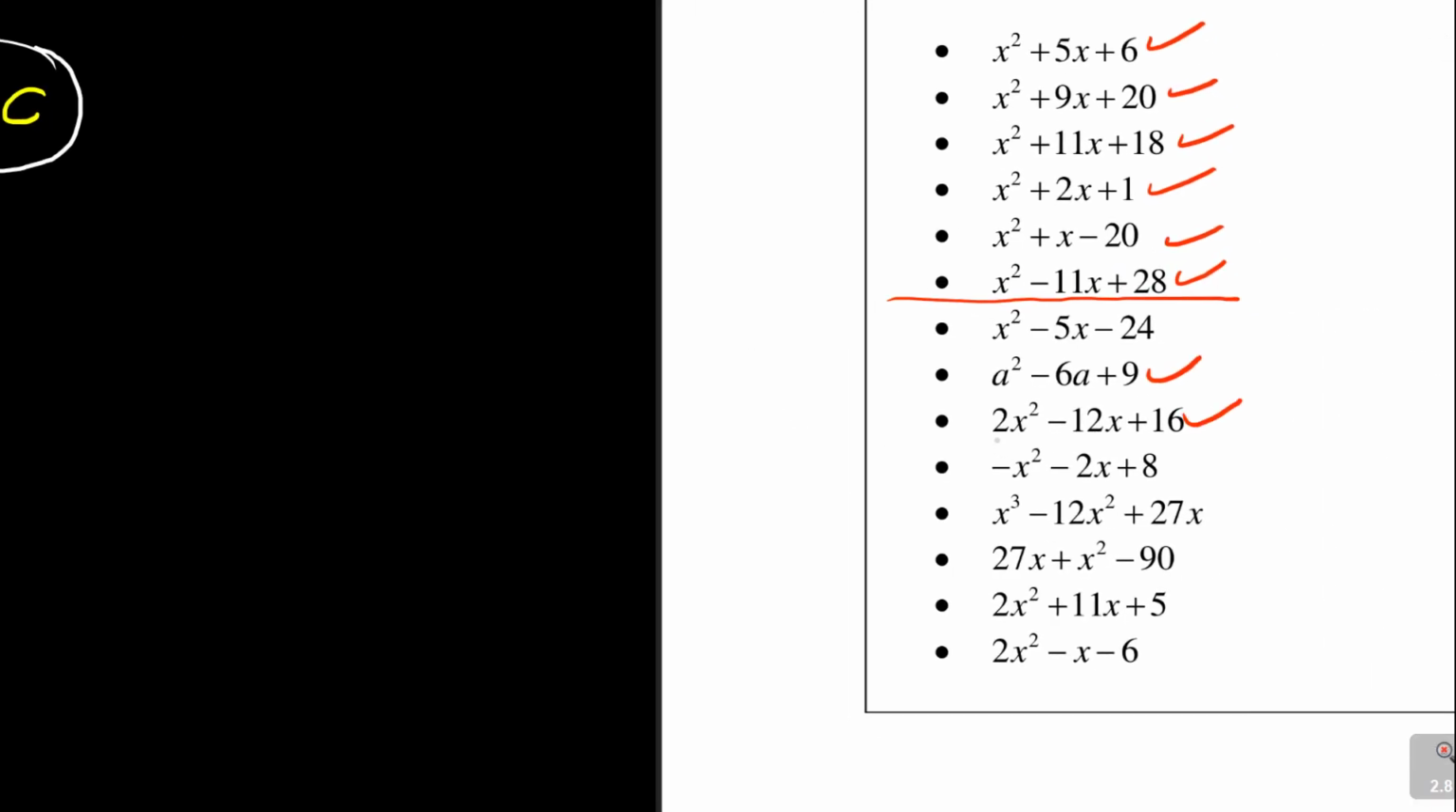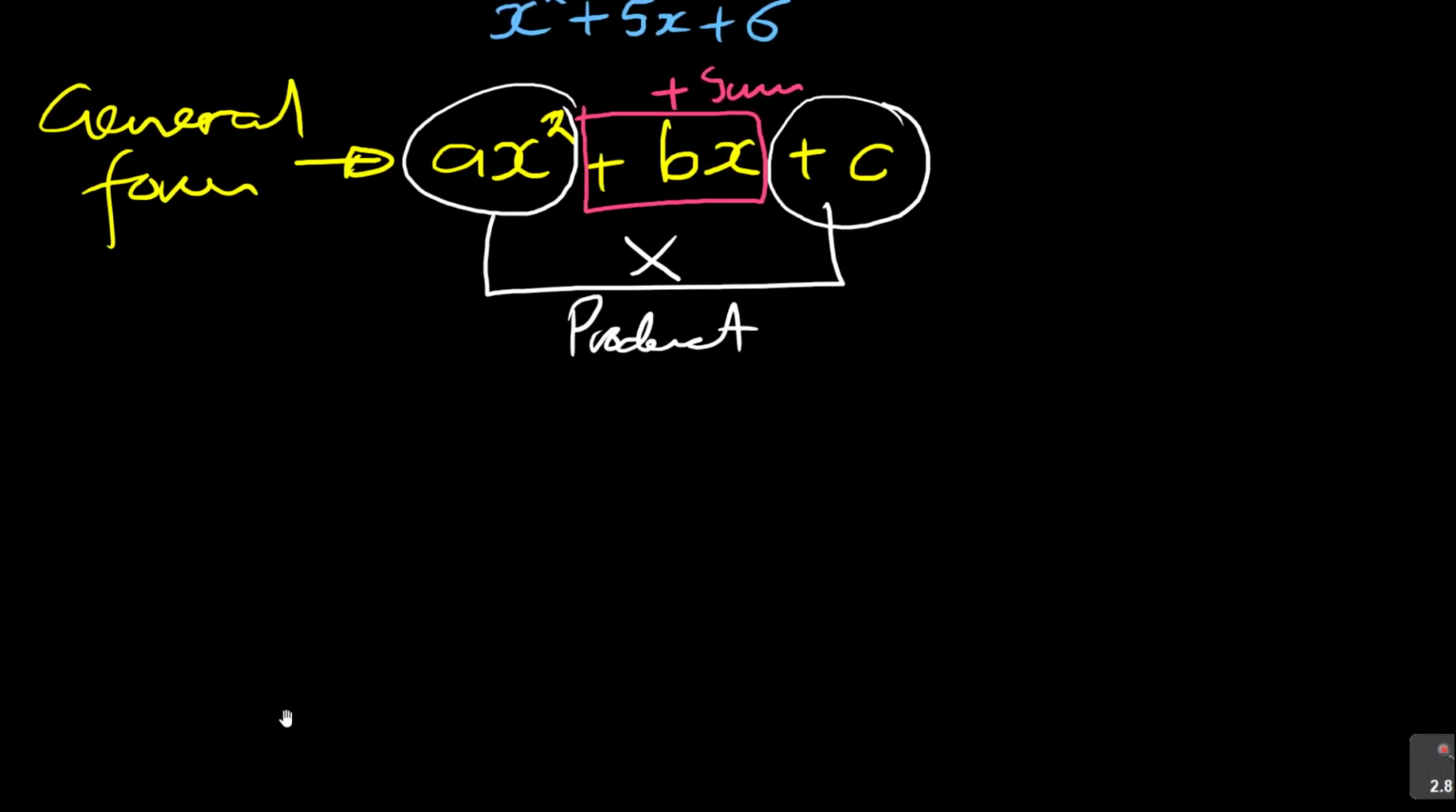We're looking at this. 2x squared minus 12x plus 16. Important now. 2x squared.